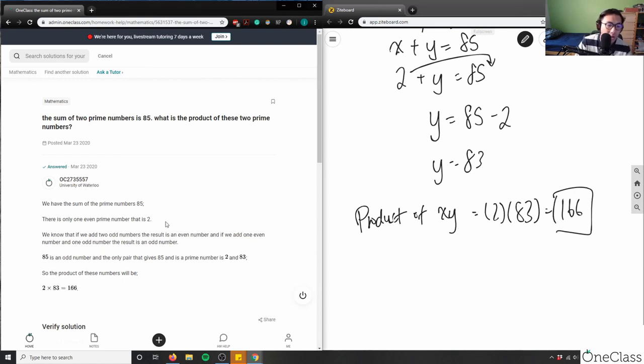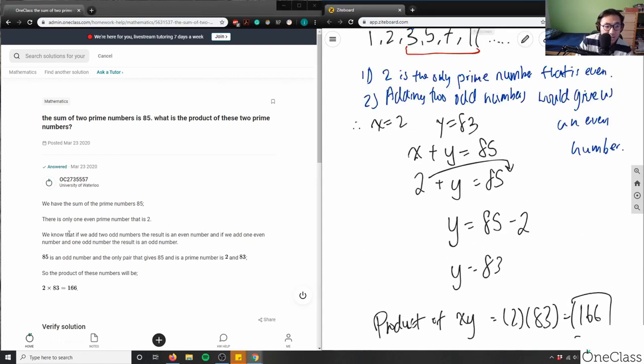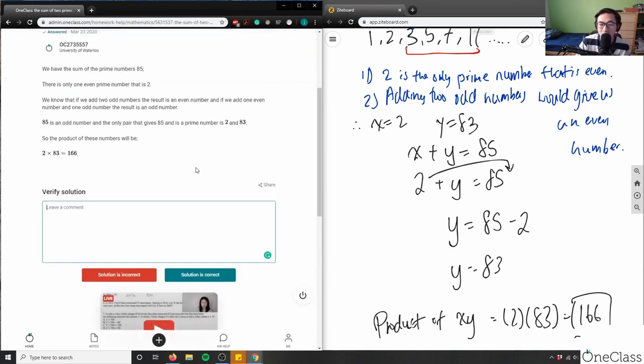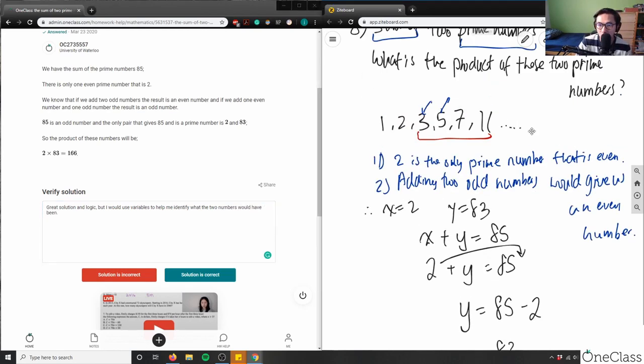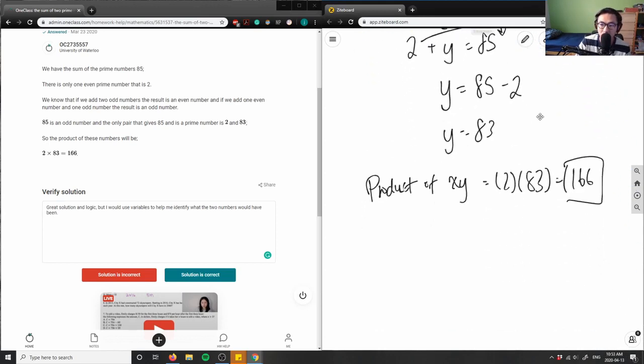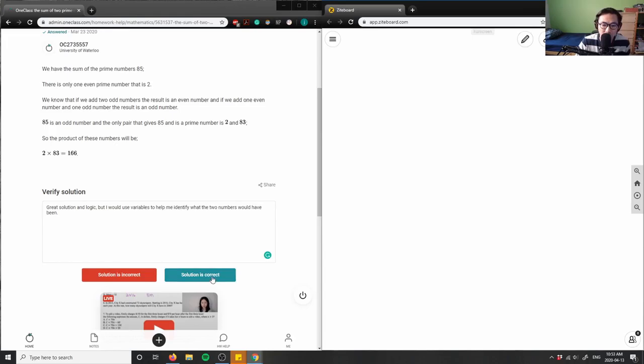They have 166 as well. They used the same logic as I did, which is great. The only even prime number is 2, and if we add two odd numbers, it results in an even number. So that's good. I'm going to say that this solution is good, great solution and logic, but I would use variables to help identify what the two numbers would have been, just because we're on this topic of algebra, and we're more used to seeing variables here. That's what I would do. I would choose to use the variables here. So the solution is correct.